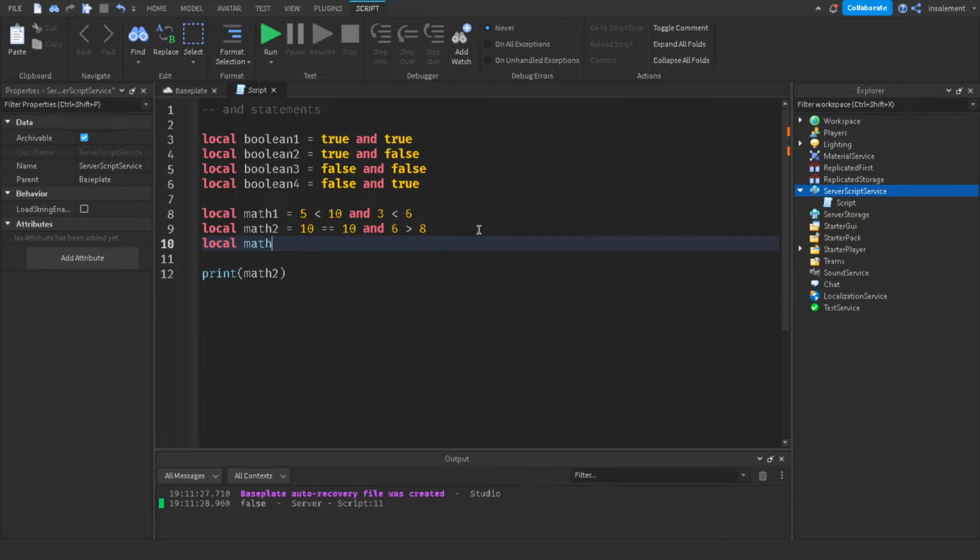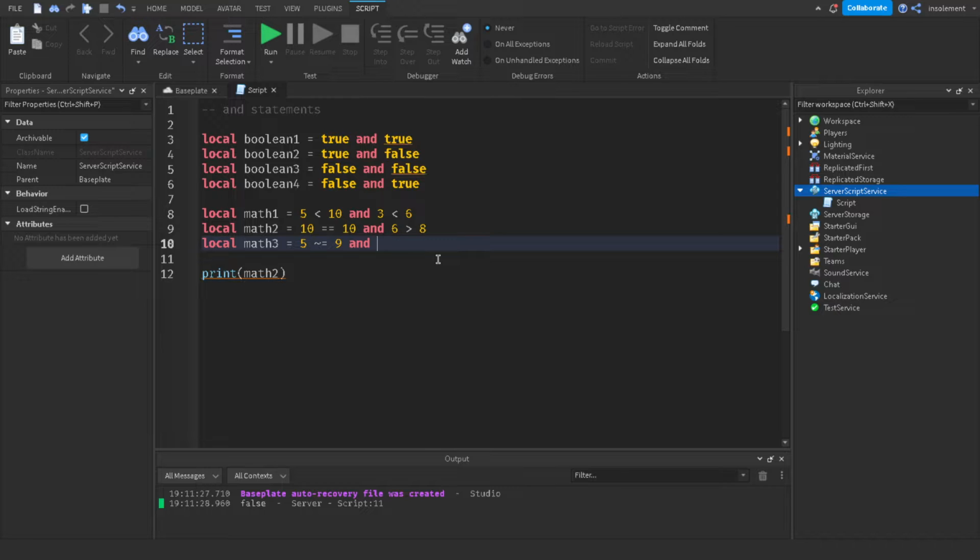Let's do 5 is not equal to 9, and 7 is less than 10. Oh, that is the wrong language. So 5 is not equal to 9, which would be true. And 7 is less than 10, which would also be true. So this entire statement would be true.